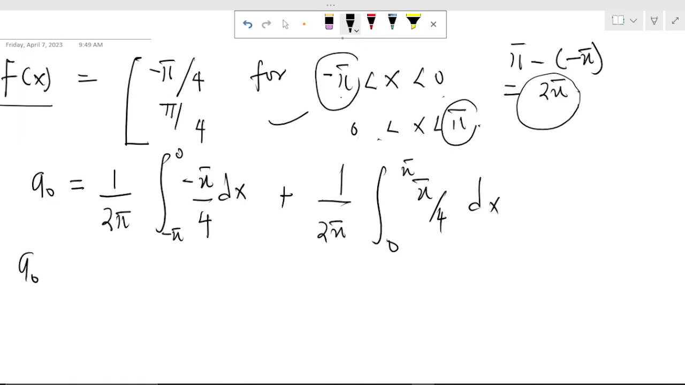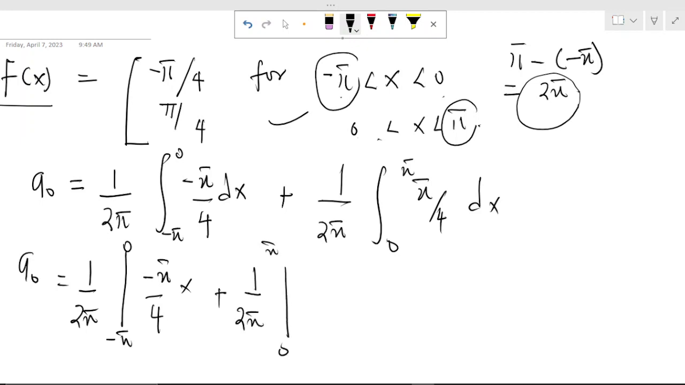So we have a naught equal to 1 over 2 pi going from minus pi to 0, and this will give us minus pi over 4 x. And also we would have 1 over 2 pi going from 0 to pi of pi over 4 x. So substituting the values of x, 0 and minus pi, and 0 and pi, what do we have? And one thing we can do here, let's factorize our 1 over 2 pi out. So we have 1 over 2 pi. This is a constant. And now have minus pi. Now we can even factorize our pi over 4 out. That should make it further simpler.